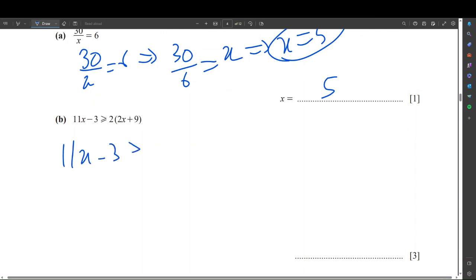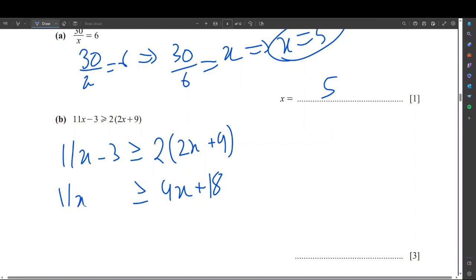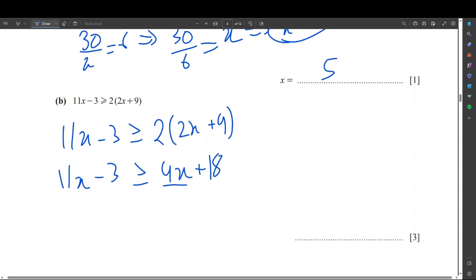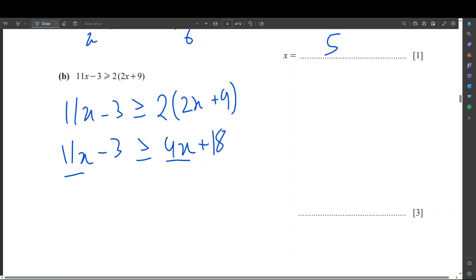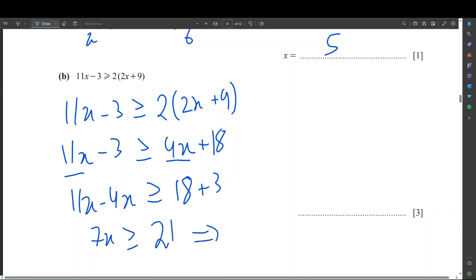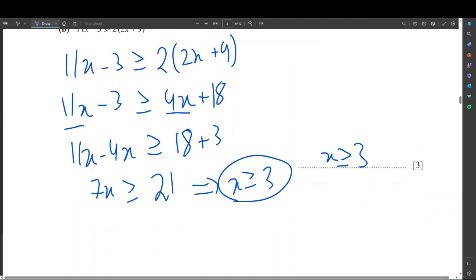11x minus 3 greater than or equal to 2 times (2x plus 9). The first thing we need to do is expand this bracket, which will give us 4x plus 18, and 11x minus 3 remains the same. Now, there is 4x and there's 11x. We would like the x coefficient to be positive. So I'm going to take the 4x to the left side and take the 3 to the right side. So it will give me 11x minus 4x greater than or equal to 18 plus 3. 11 minus 4 is 7x, greater than or equal to 21 is what we get. So I get x greater than or equal to 3. This inequality will have a set of solutions, not just one solution.